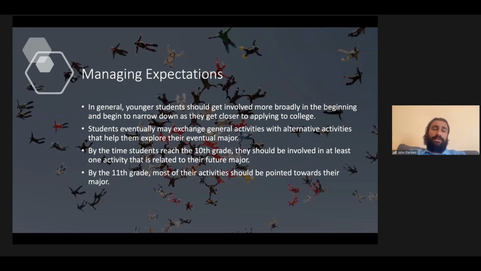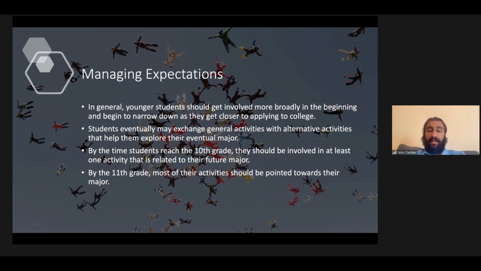Now, it's also important to manage expectations. I've put out all of these different types of opportunities. It's important that as a younger student, by which I mean students in elementary, middle school, and early high school, you get involved in a broad range of activities. And as you're going through your educational career, you want to narrow down the types of activities you want to be involved in. By the time you reach the 10th grade, you should be involved in at least one activity that is related to your future major.